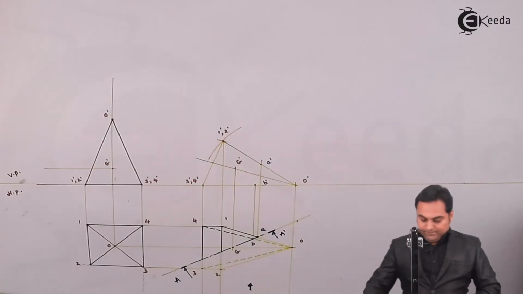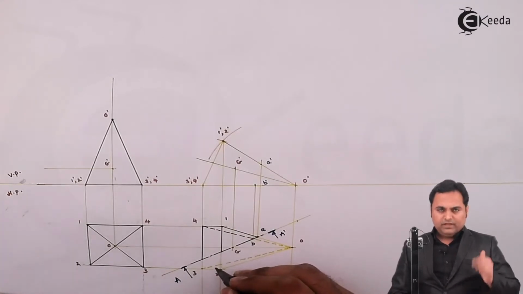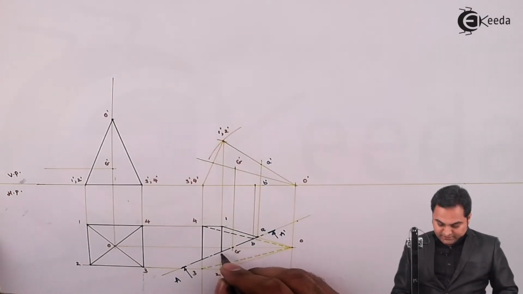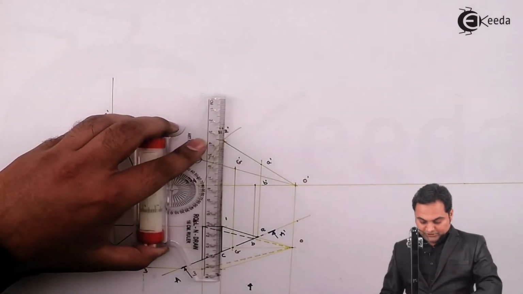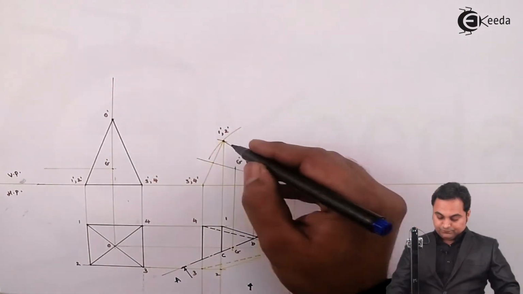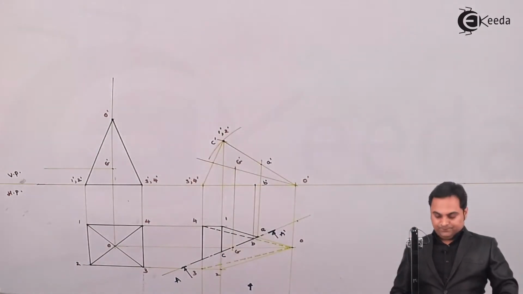Next, after locating B dash, edge 1 to 2 is also cut. This is the base edge which is cut by the cutting plane. I'll say it is point C. So when we project it, point C is directly coming onto this location, which is 1 dash 2 dash. So this is point C dash.